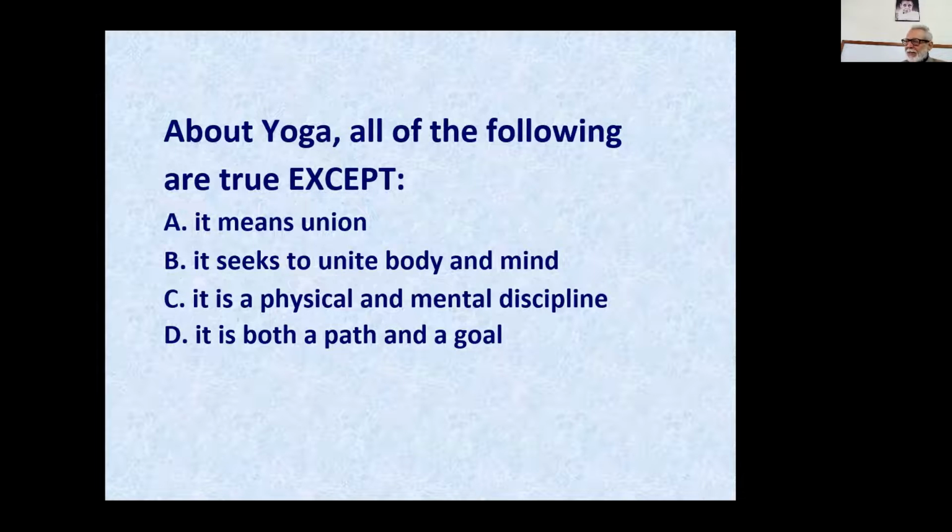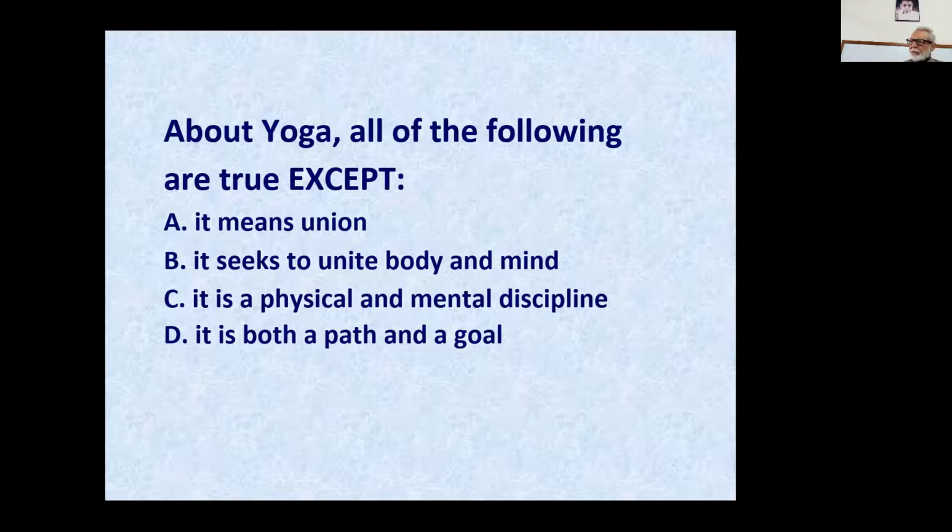Now, what are the four statements? It means union. It seeks to unite body and mind. It is a physical and mental discipline. It is both a path and a goal. Now, yoga means union. That is true. Union with the divine.